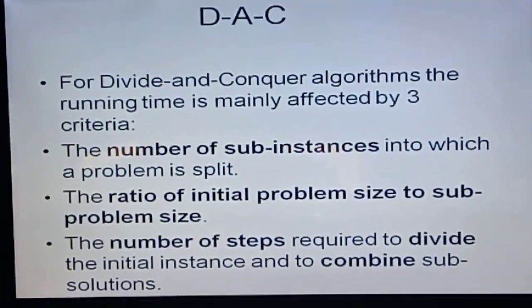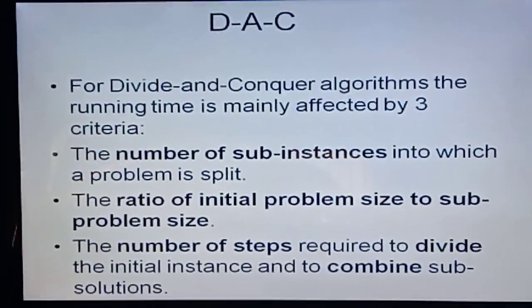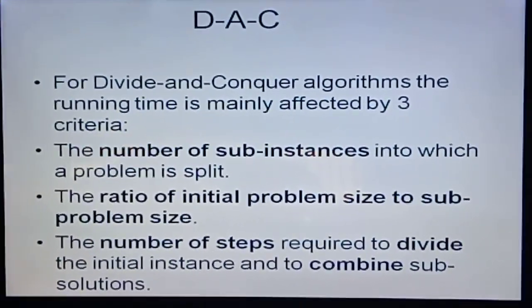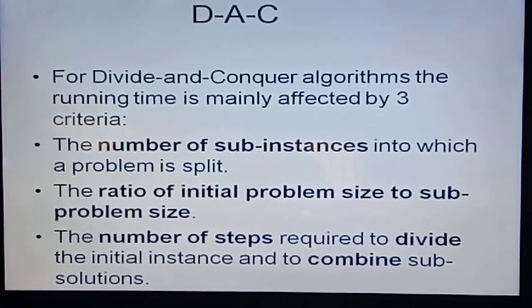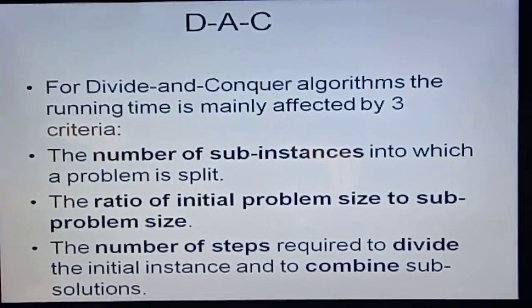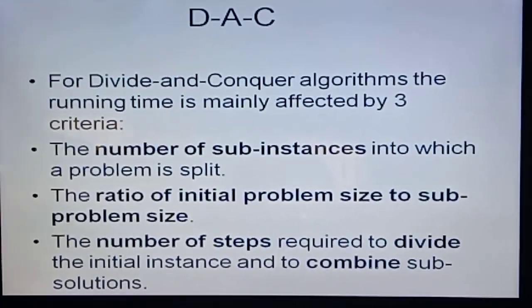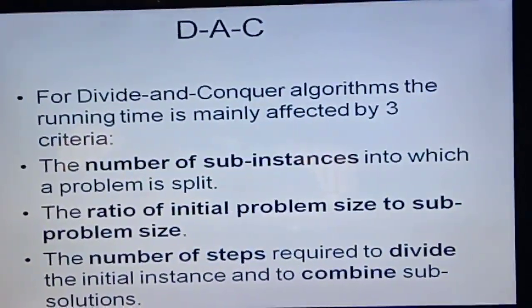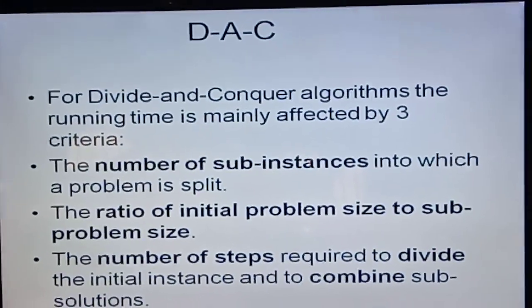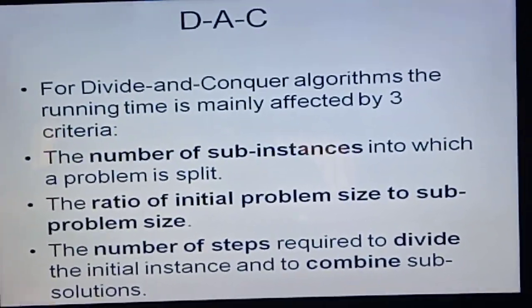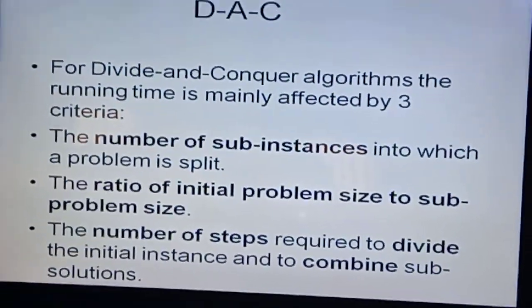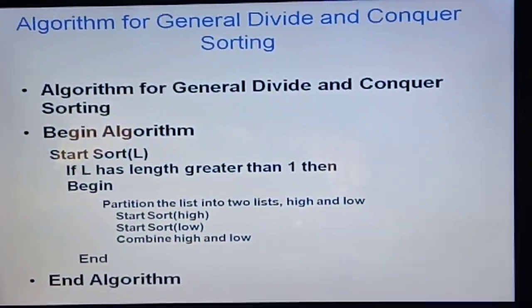That is the number of steps required from division to combining. Dividing to conquer the solution and next combining the solutions. These 3 factors affect the running time complexity of the divide and conquer approach. That is the number of partitions, that is the number of subproblems, the size of each subproblem in ratio, and next, the number of steps from beginning to end.